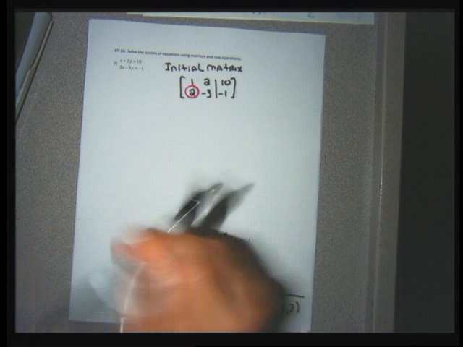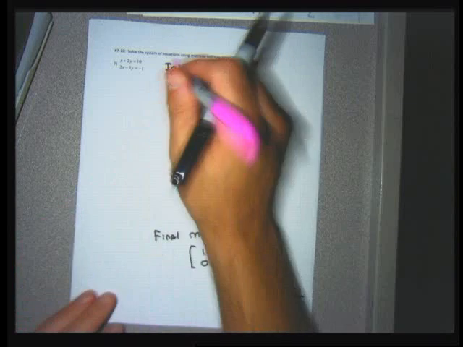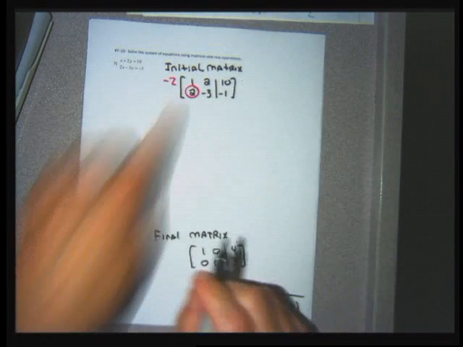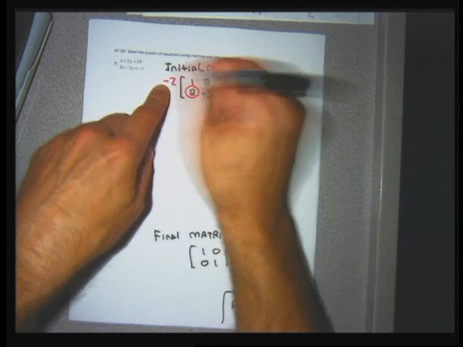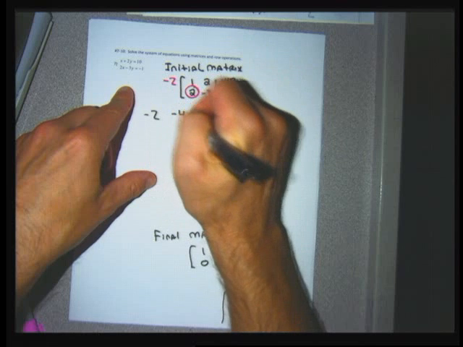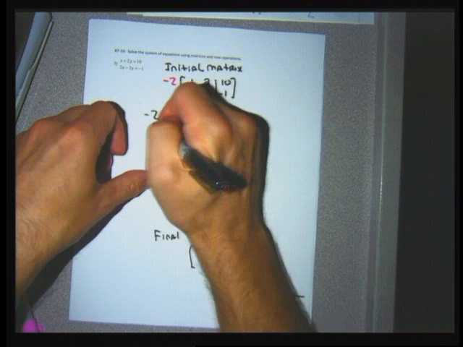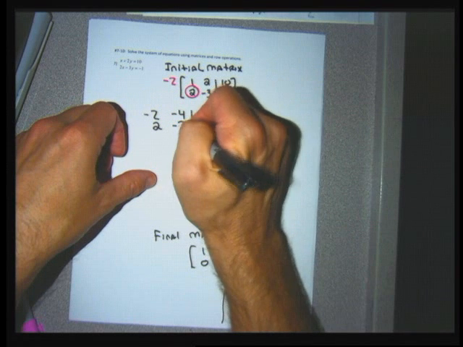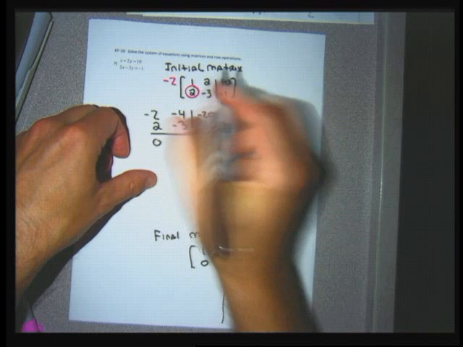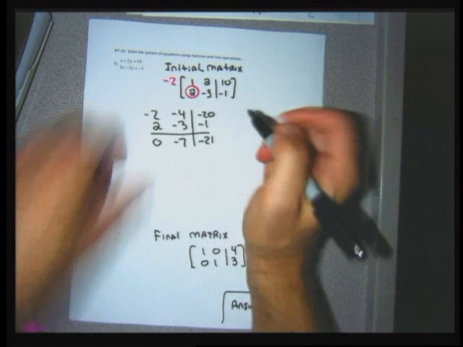And to make that a 0, I'm going to multiply the top row by negative 2 and add the rows together to get that to be a 0. So I'm going to go negative 2 times the top row, which will give me negative 2, negative 4, negative 20. And I'm going to leave the bottom row at 2, negative 3, negative 1. And when I add these together, I get 0, negative 7, negative 21.